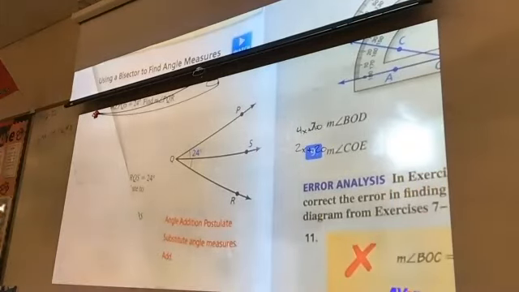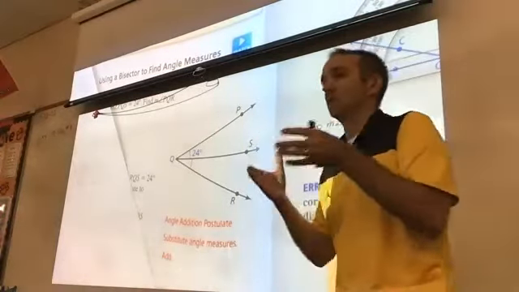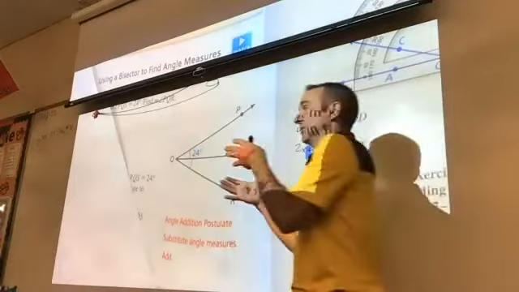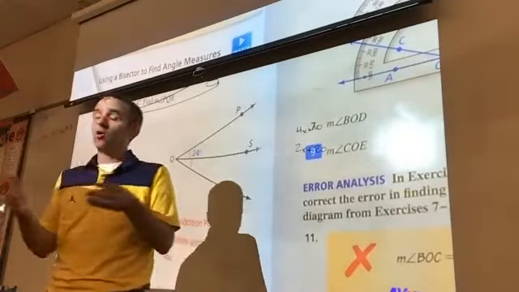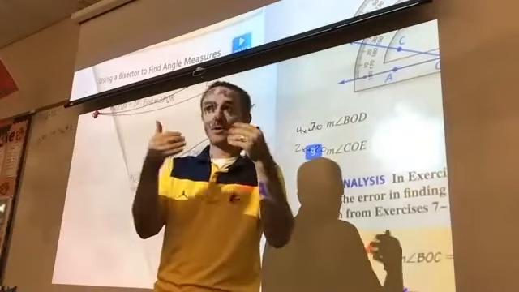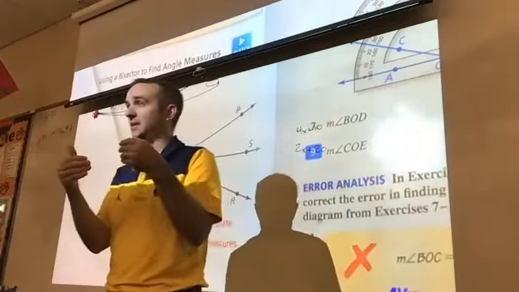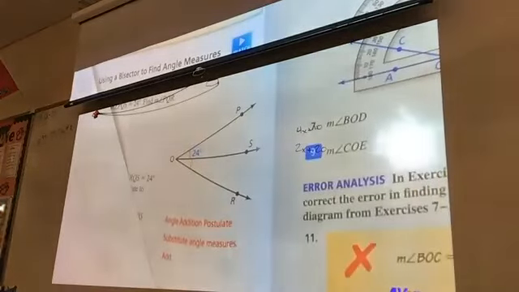So that right there is the biggest takeaway today: just knowing the difference between what type of problem we have. Do we have straight up angle addition postulate where we got to add them together equals the whole thing, or do we have angle bisector where the two sides are equal? Okay, that's the difference. Make sure we know the difference. Any questions about that difference? Those two types of problems.